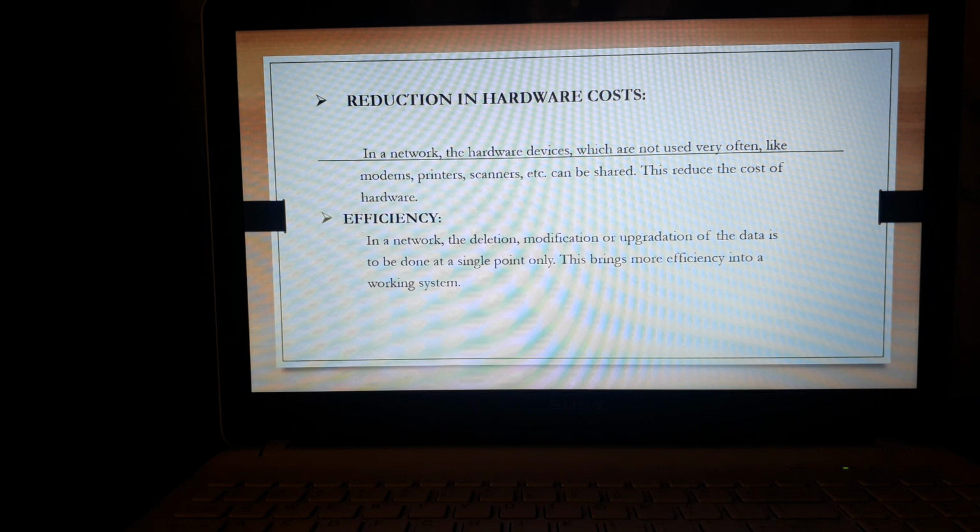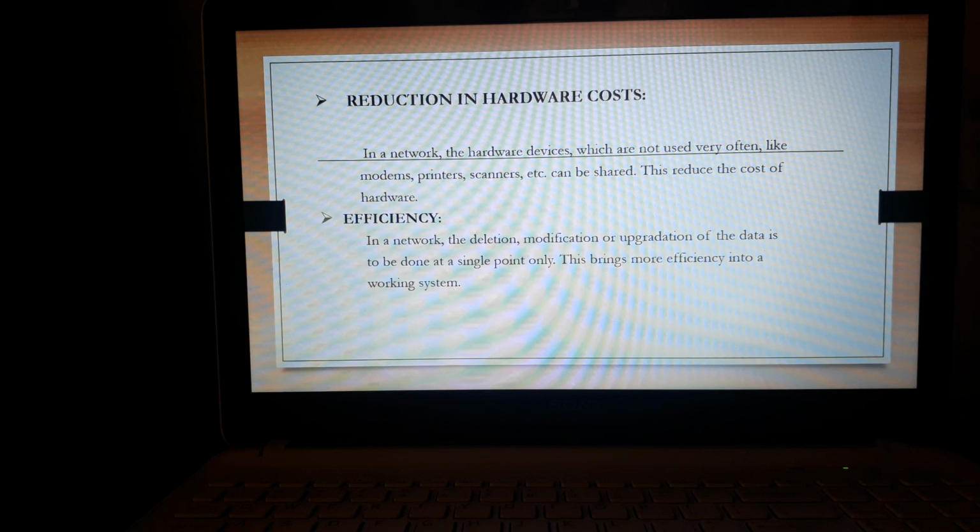So instead of using different printers and scanners on individual computers, we can keep only one printer and one scanner and connect them with the server. So the other connected computers also use this single printer or single scanner, and in this way you can reduce the cost of hardware. Okay, so it is a reduction in hardware cost.